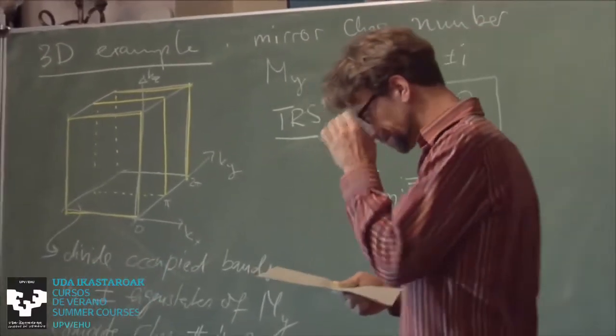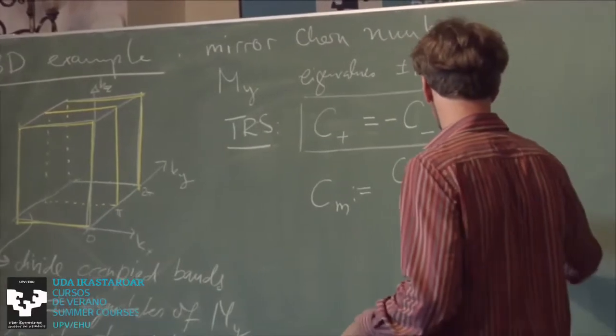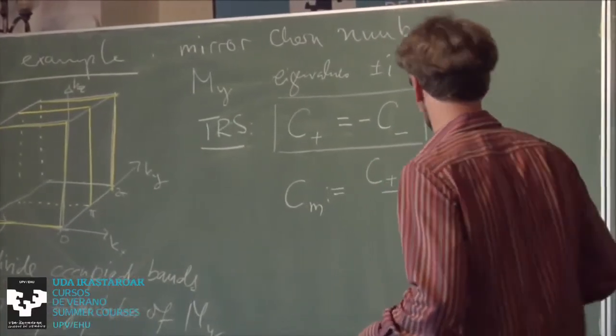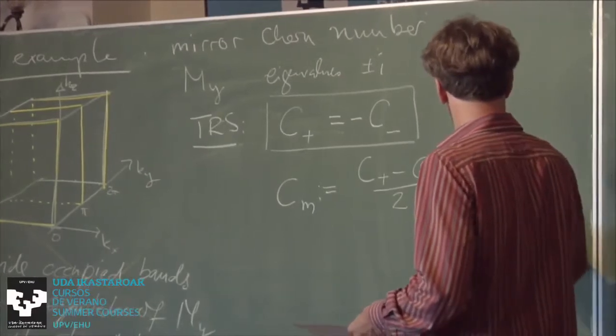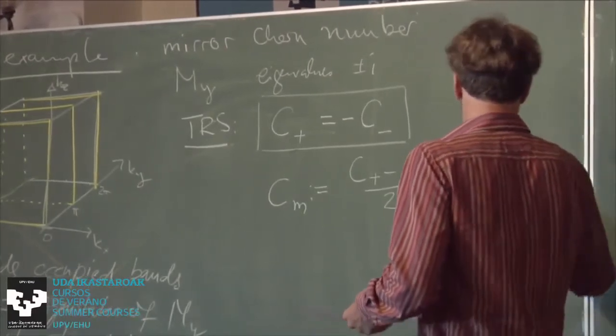And this is the topological invariant that we are after. So it's a mirror Chern number. Okay.